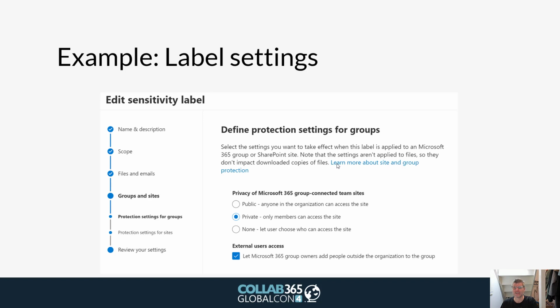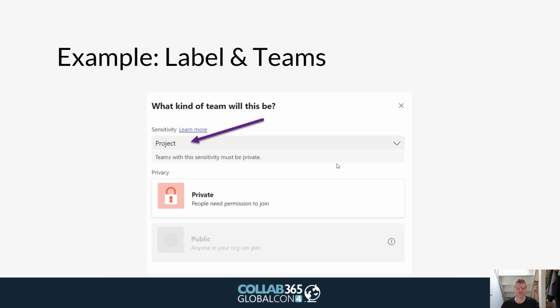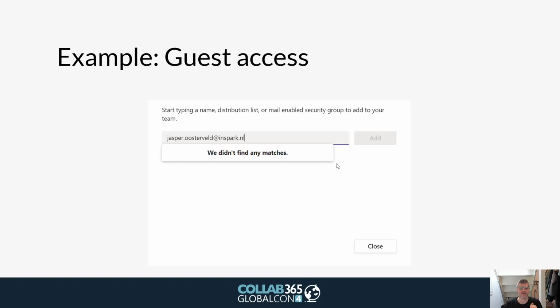So this is what I discussed, the privacy option, external user access. So this is what it will look like. I select the label called project, and you can see I can only select private. I try to add an external person, and I'm not able to do that. I don't like this one because it's unclear. I would like to have a message saying, hey, this is disabled because of a company policy or the label that's being used. But now it's just kind of unclear why it doesn't work.